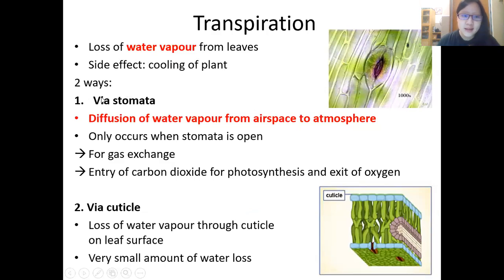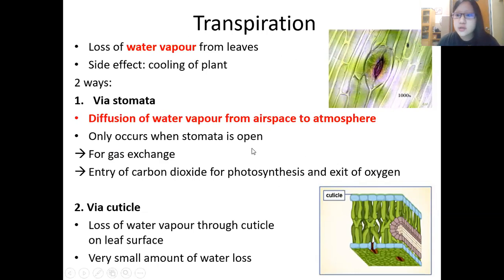There are two ways, and mainly it is via the stomata, which involves the diffusion of water vapor from the airspace to the atmosphere. And this only occurs when the stomata is open. Why is it open? Well, stomata is open when photosynthesis is needed: entry of carbon dioxide and exit of oxygen. So when stomata is open, diffusion of water vapor can occur through the stomata. But what if the stomata is closed? Is there then no transpiration?